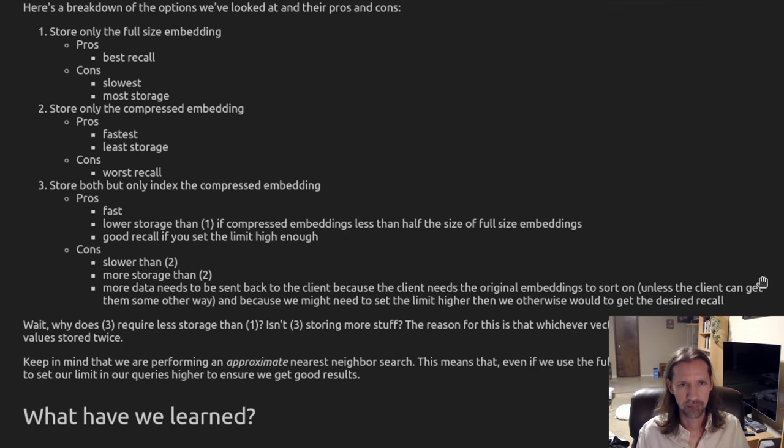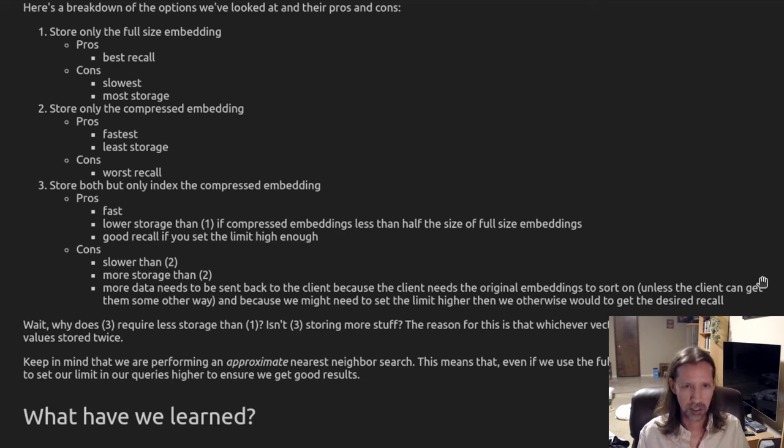Okay. So we can store only the compressed embedding. That's the fastest and takes the least storage. The downside there is it's also got the worst recall, as we saw with the Bob Ross painting search results.